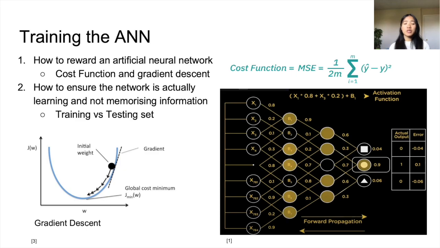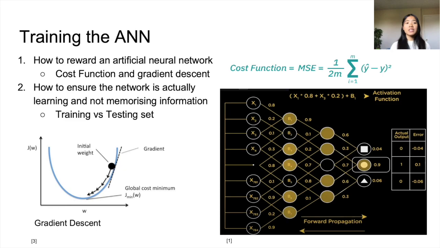So this difference between the actual output and the predicted output by the network is called the error. And this error can be used to calculate the cost function. And the whole goal of training an artificial neural network is we want to minimize the cost function, because that means the actual output and the predicted output are almost the same.